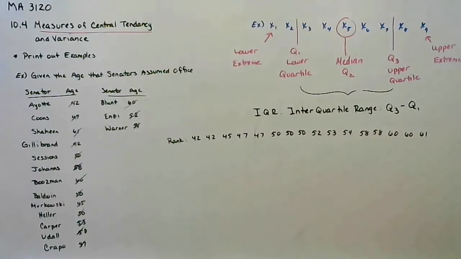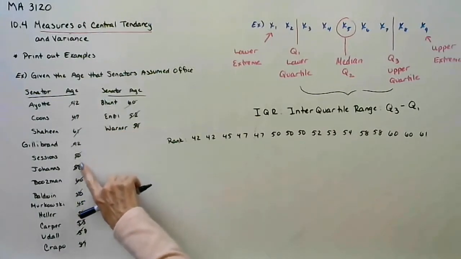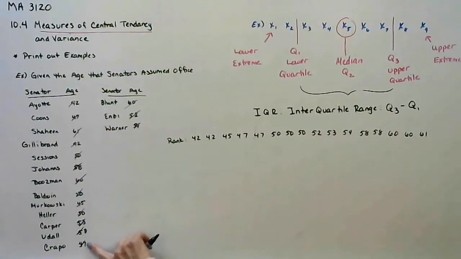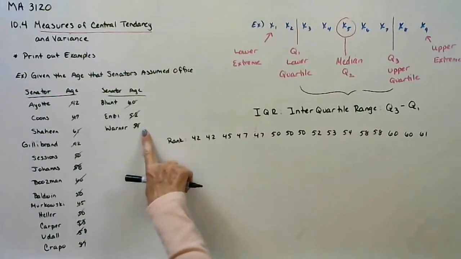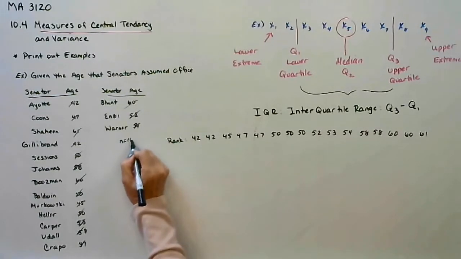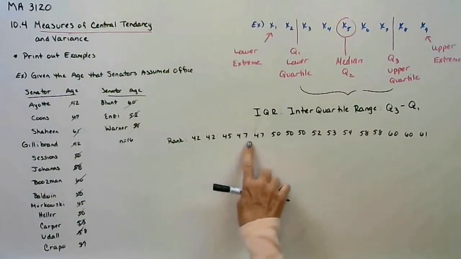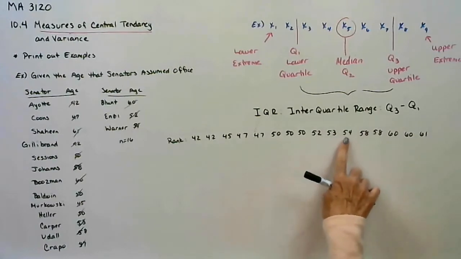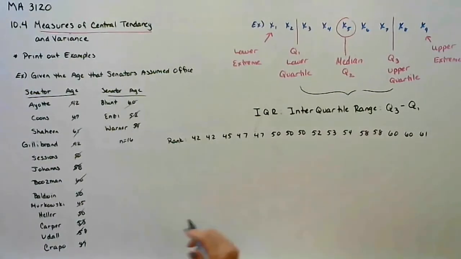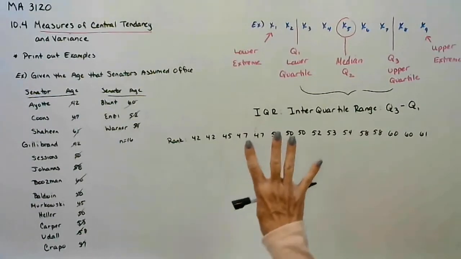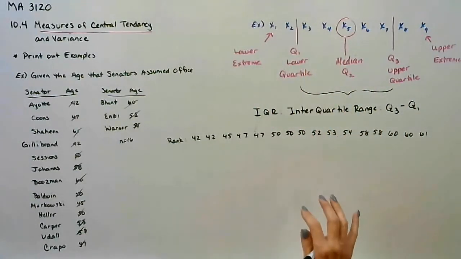Okay. 1, 2, 3, 4, 5, 6, 13, 14, 15, 16. All right, so I have 16 of them. Okay, looks like I've got them all. Now, we want to create all of this. So we want to find the median.